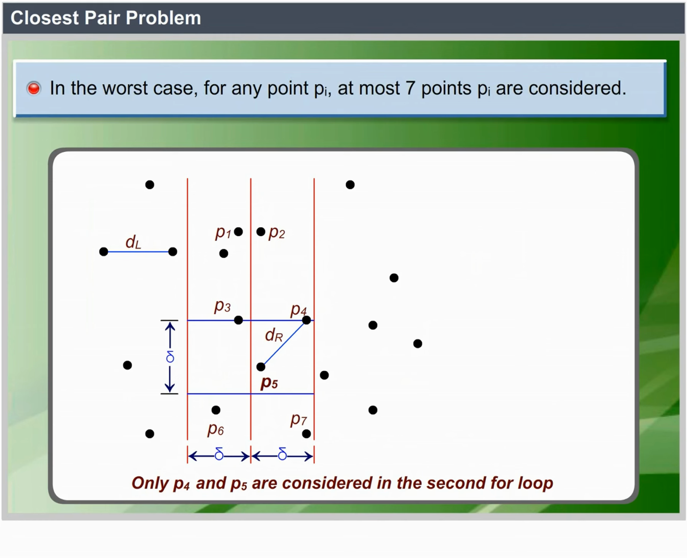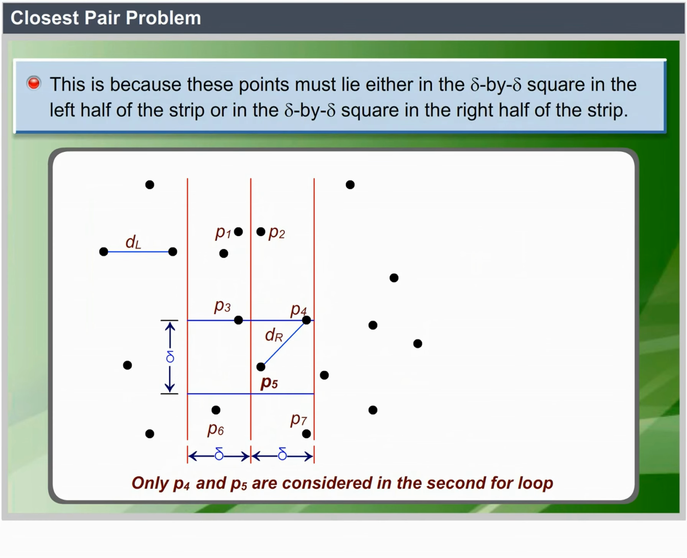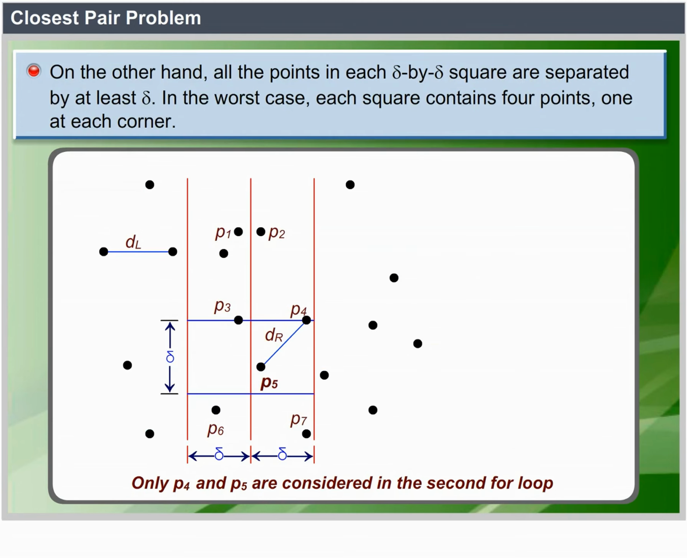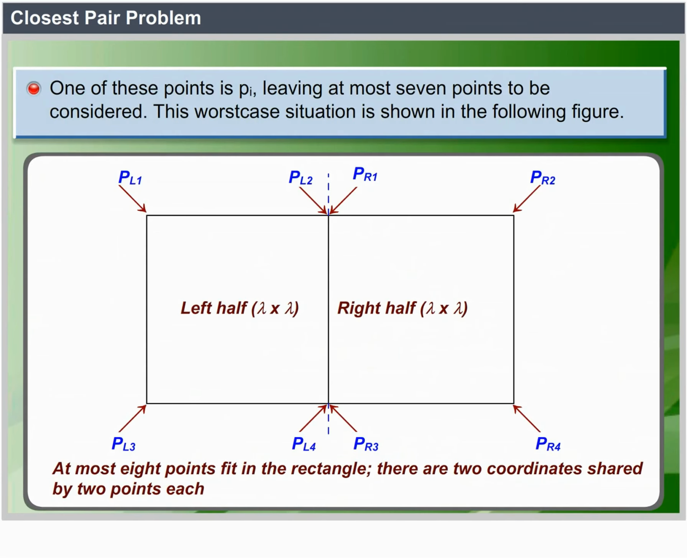This is because these points must lie either in the delta by delta square in the left half of the strip or in the delta by delta square in the right half of the strip. On the other hand, all the points in each delta by delta square are separated by at least delta. In the worst case, each square contains 4 points, one at each corner. One of these points is Pi, leaving at most 7 points to be considered. This worst case situation is shown in the following figure.